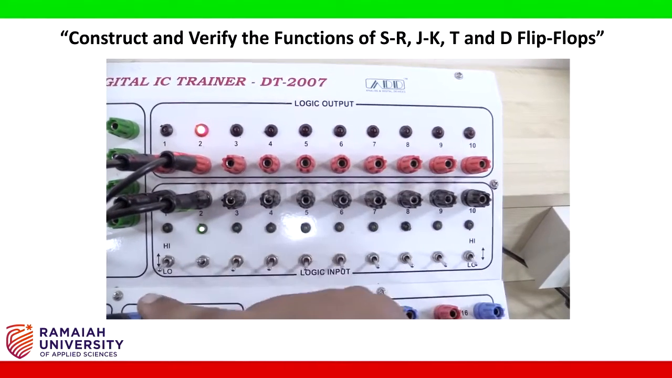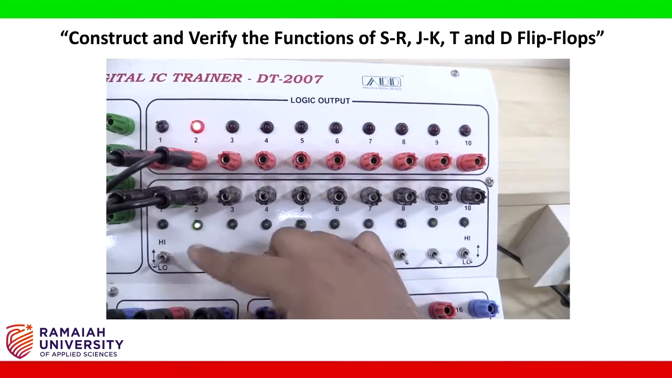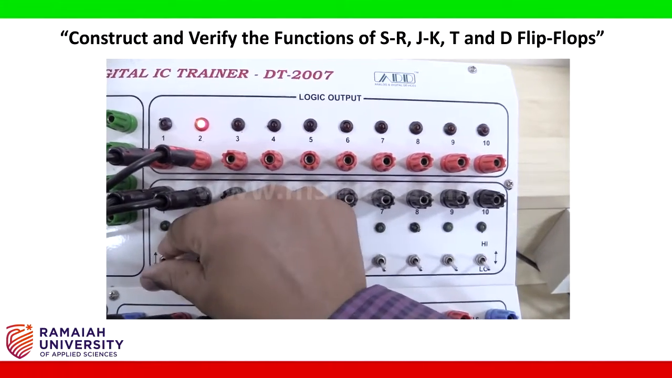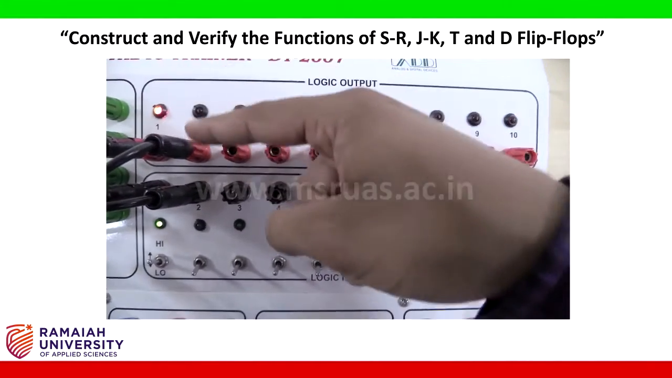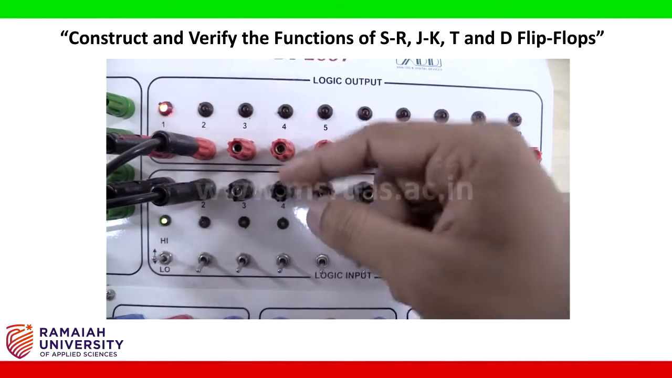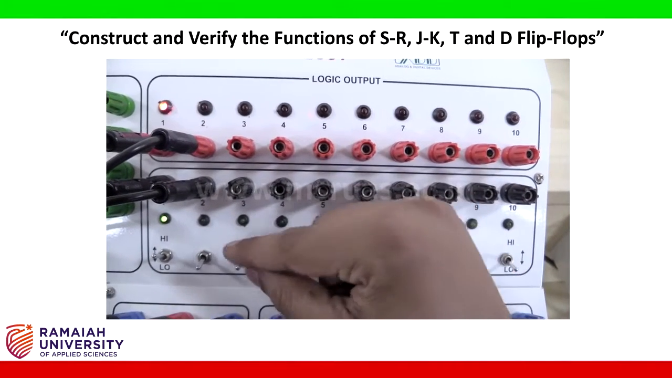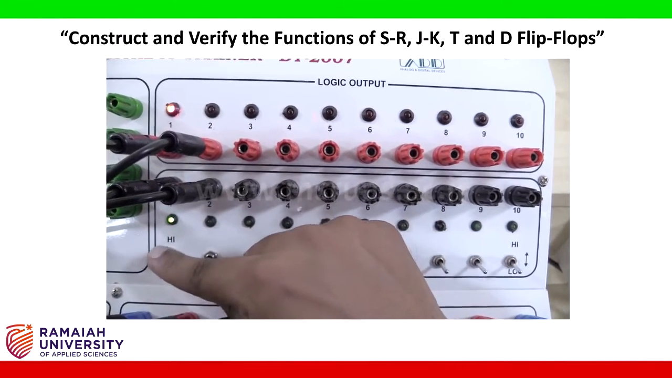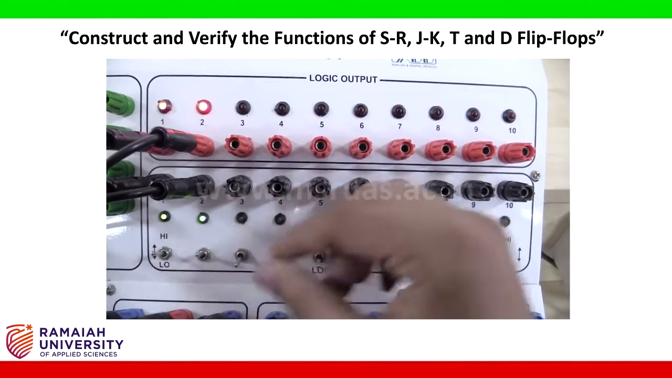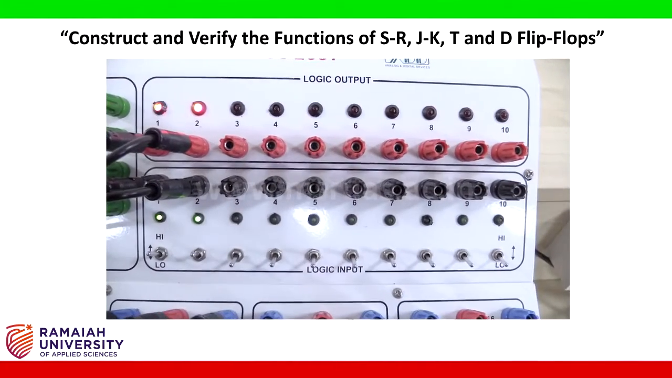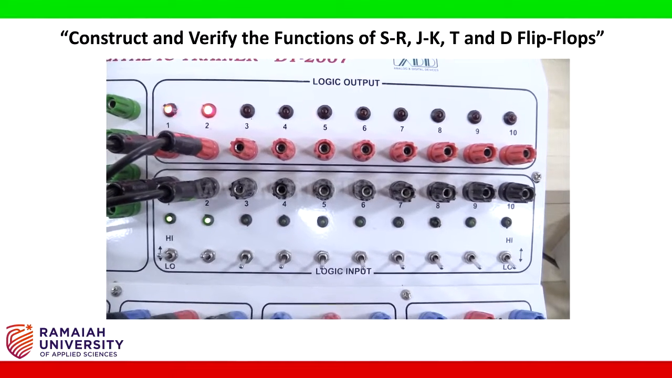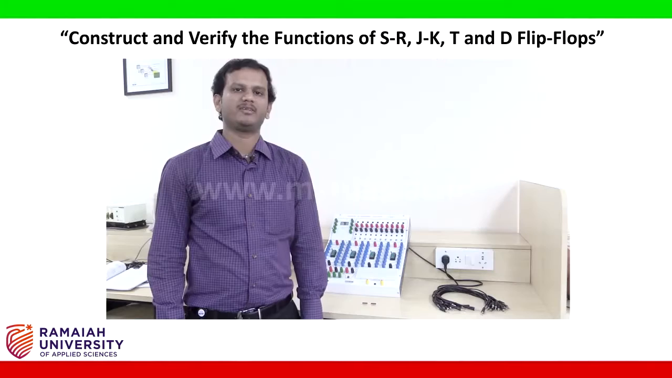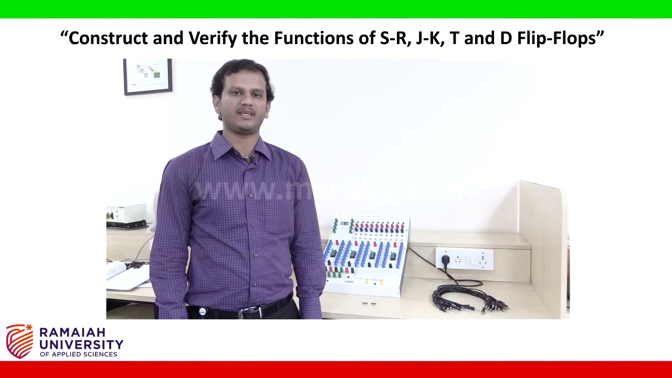Then I will change the input combination from 0 1 to 1 0. That means the first one I will make high, the second one will be 0. At that time Q will be high, Q bar will be 0. This represents the set state, and the last combination of the input is 1 1. At that time you can see the toggle in the output. That means we have verified the truth table, so it is correct. This completes the experiment. We have verified the JK flip-flop.